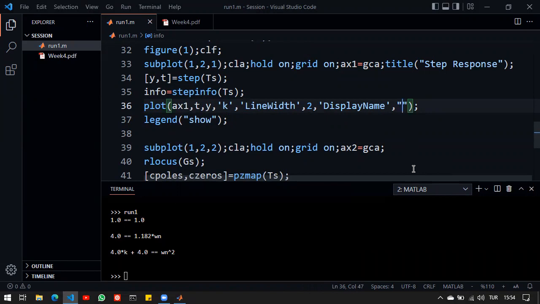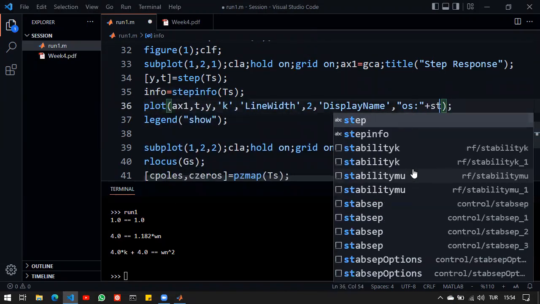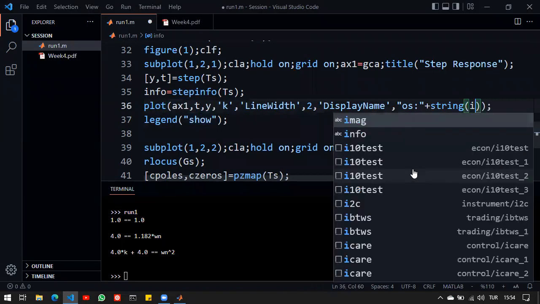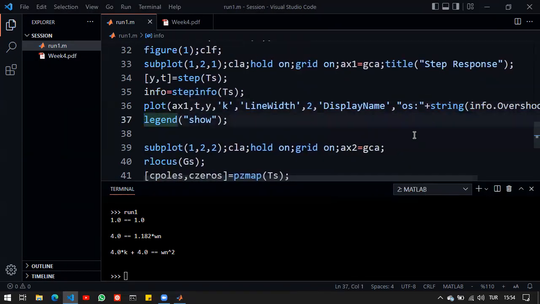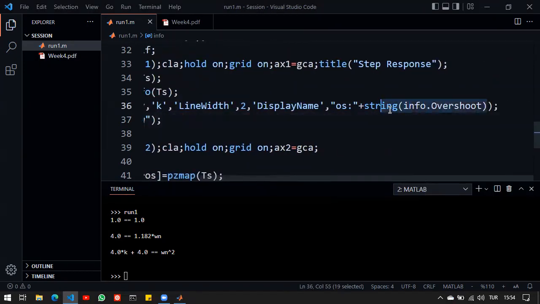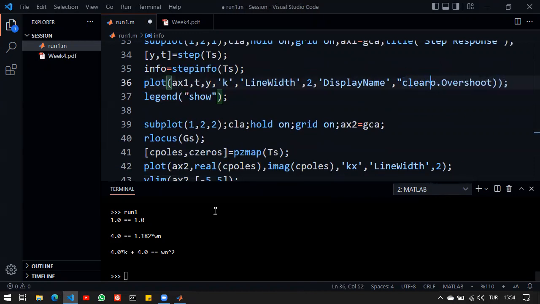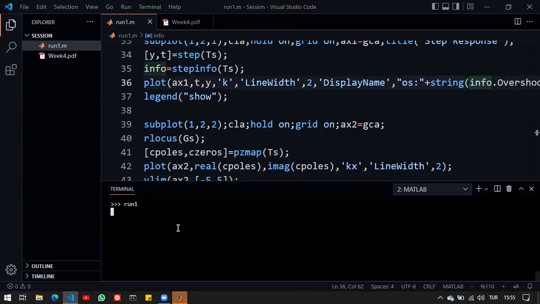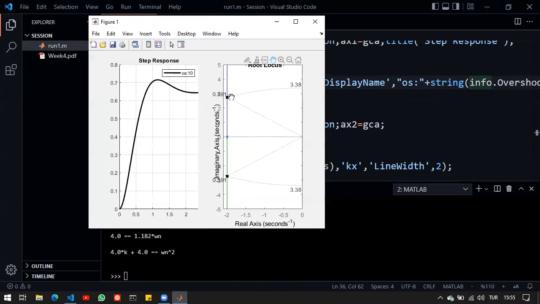Now, let's display the overshoot value in the legend here. So what I can do is I can use the string function here in order to convert numerical value into string and directly call overshoot here. So this will basically take the value, turn it into a string, append it to this string, and display it as display name. Okay. So now we can see what the value is, and we have also these omega n and zeta plots here.